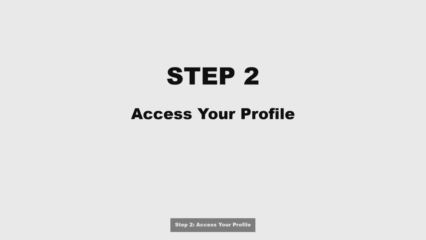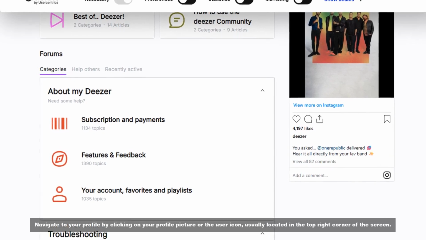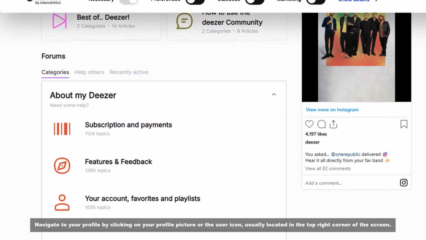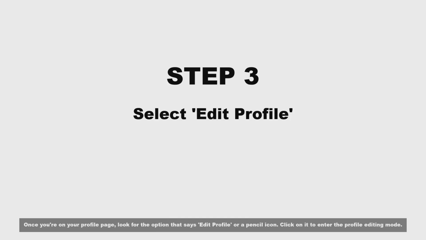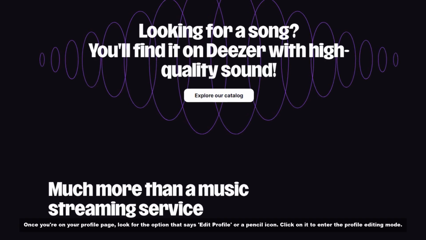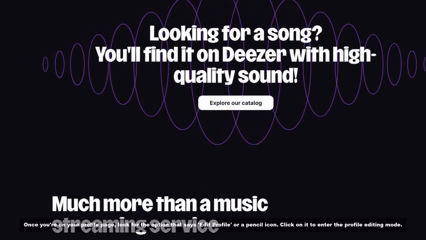Step 2. Access your profile. Navigate to your profile by clicking on your profile picture or the user icon, usually located in the top right corner of the screen. Step 3. Select Edit Profile. Once you're on your profile page, look for the option that says Edit Profile or a pencil icon. Click on it to enter the profile editing mode.